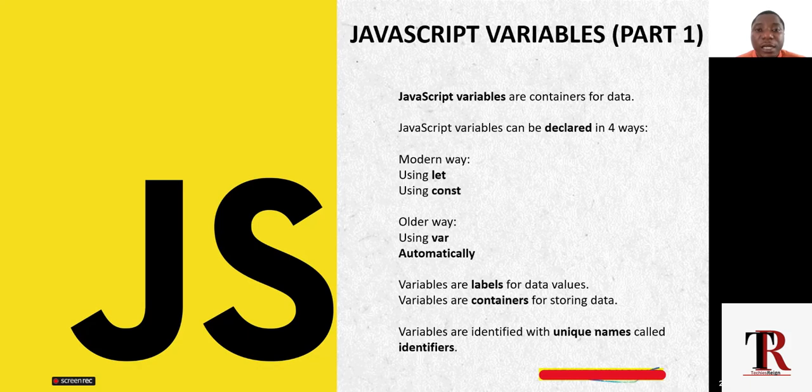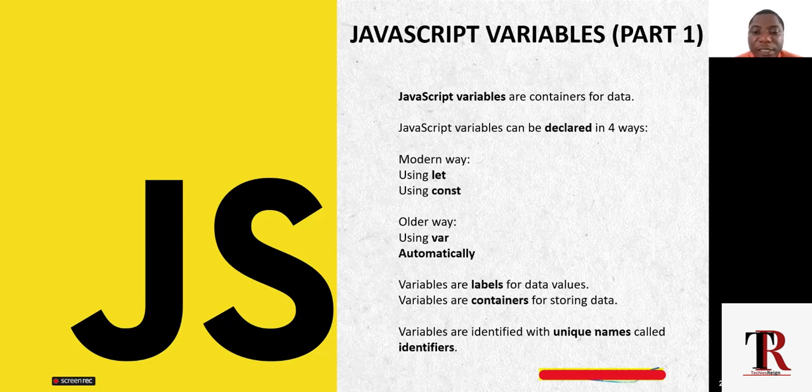So it can produce an inconsistent result and give you an unwanted output at the end of the day in your program. Automatically refers to when you declare a variable without actually specifying what it should be. So JavaScript can just infer a value or a meaning to it. So these are the four ways through which you can declare variables in JavaScript.